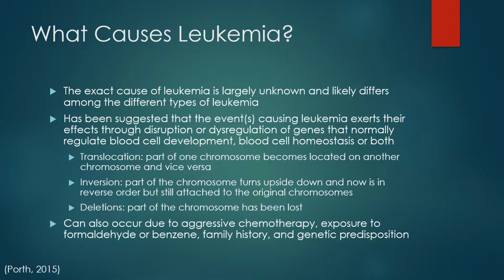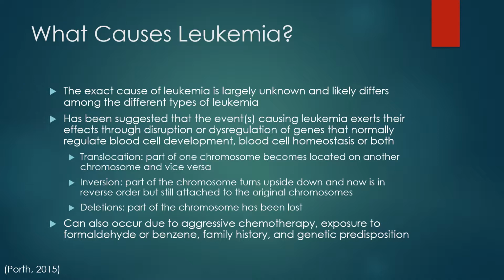There are three ways a cell can get dysregulated. One is translocation, where part of the chromosome becomes located on another chromosome. Inversion, where part of the chromosome is turned upside down, so it's in reverse order. And the third is deletion, where part of the chromosome has been lost.